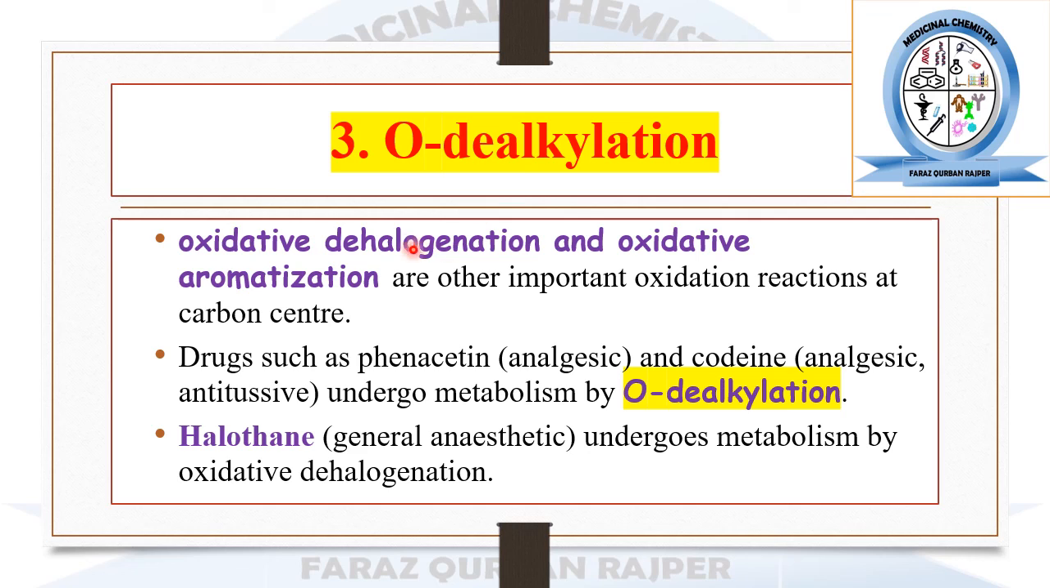O-dealkylation basically refers to the removal of the alkyl group that is attached to the oxygen in the chemical structure. Examples of drugs that undergo O-dealkylation are phenacetin, an analgesic drug, and codeine, also an analgesic drug. These are metabolized by O-dealkylation. Besides this, some drugs undergo oxidative dehalogenation, that is the removal of the halogen. Among them, halothane, a general anesthetic, can sometimes be metabolized by oxidative dehalogenation, but halothane can undergo other types of reactions as well.